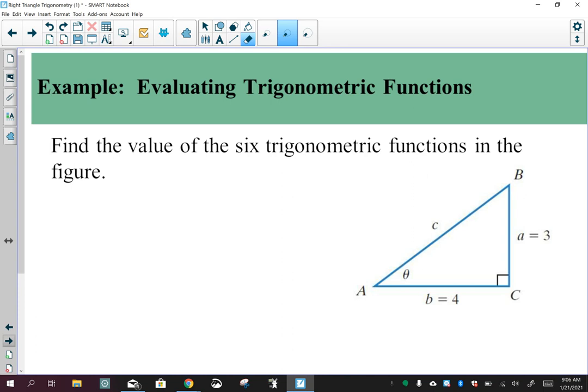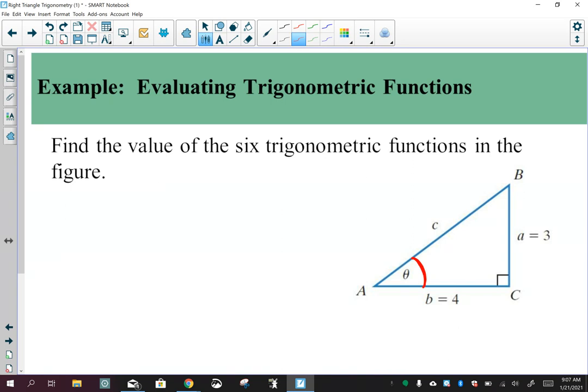All right, so evaluating trig functions. We're going to find the values of the 6 trig functions in this figure below. This is my angle in question, and the reason I know that is because that's where theta is. Before we begin, we have to make sure we have values for all 3 sides, and notice we only have the values for 2 sides here. So that means I have a right triangle.